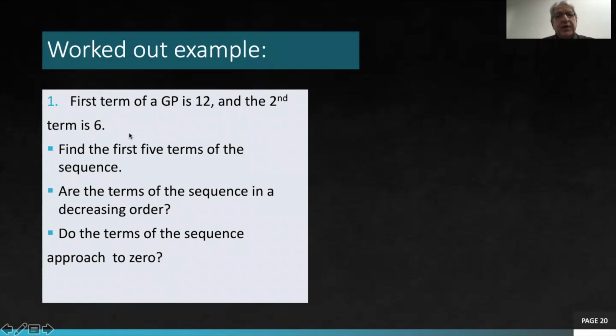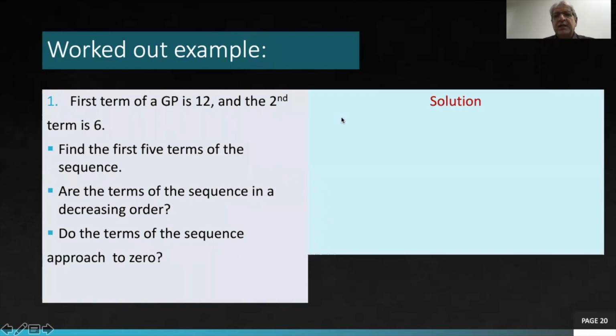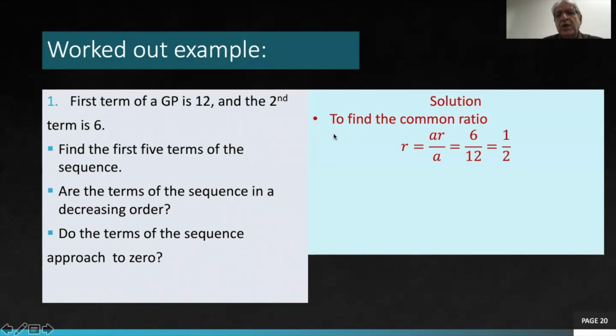The first thing to find: I know the first term and I need the second term, so I can easily find the common ratio. How to find the common ratio? As I told you, you can divide them. If I divide the second term by the first term, I am going to get the common ratio. Therefore, this is AR divided by A. You are going to get 6 divided by 12, which is 1 over 2. So the common ratio is 1 over 2. Therefore, each time I have to multiply by 1 over 2.